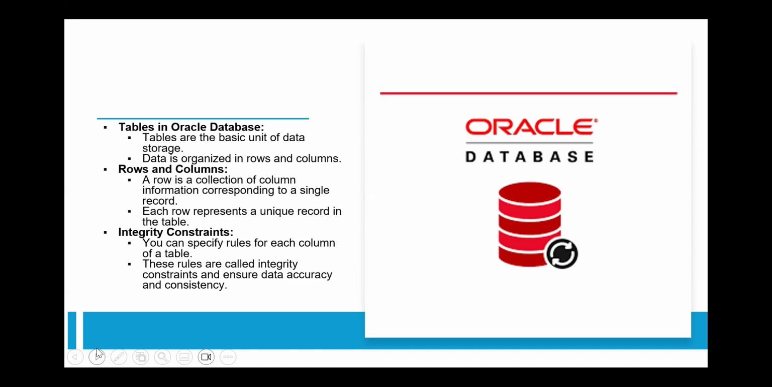Integrity constraints. This is something which I would want you to focus on, because you can specify rules for each column of a table. These rules are called integrity constraints, and they ensure data accuracy and consistency. For example, no two people in a college can have the same roll number, right, in a particular class. Okay, so if there is a class, it will have a unique set of roll numbers which is assigned to each student of that class.